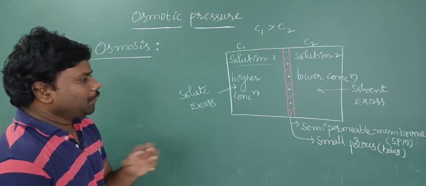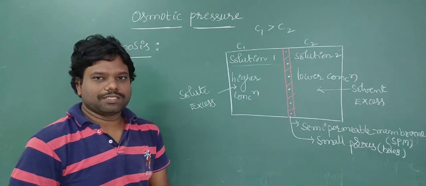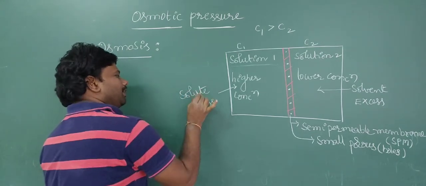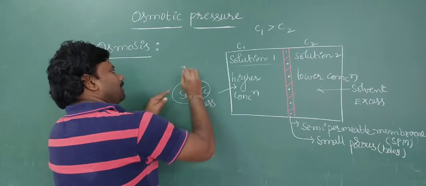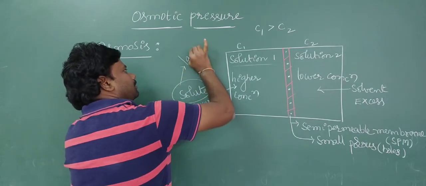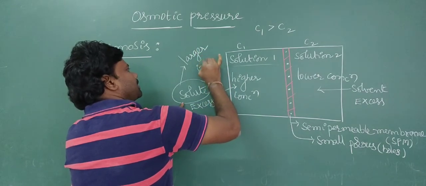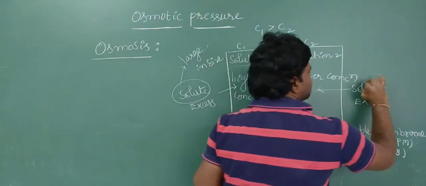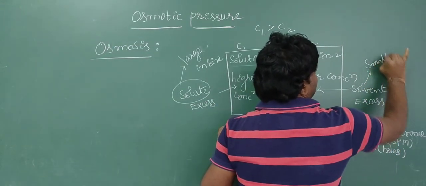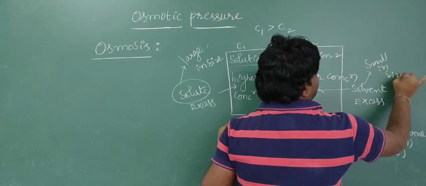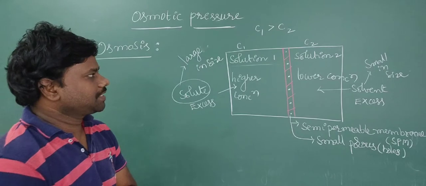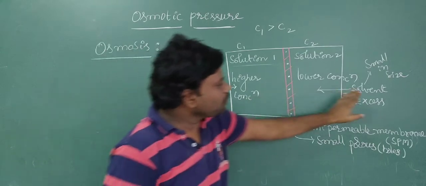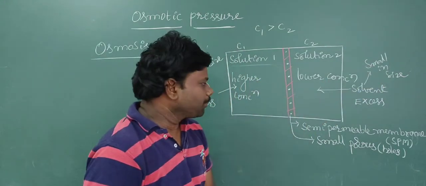Now we are going to discuss the size of the particles of solute and solvent. The size of the solute particle is larger, or bigger. The size of the solvent particle is small. Come to the point here.